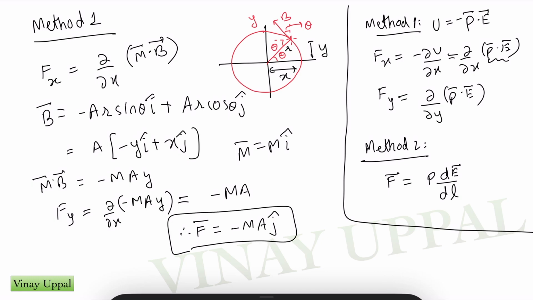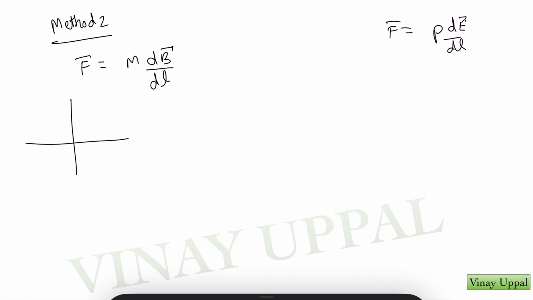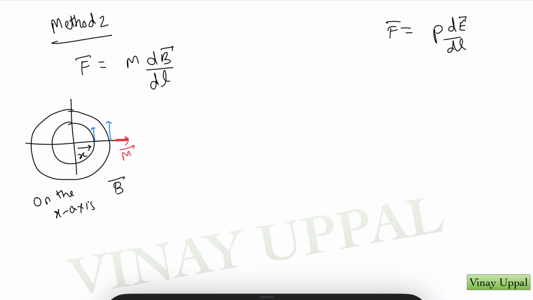Now let's look at the second method. In method 2, like we had in the electric dipole case P dE by dl, I can write force as m dB by dl. The magnetic moment is placed on the x-axis. Therefore, on the x-axis, if I just look at the magnetic field direction, the field lines are all along the y-axis, and the magnitude will be proportional to the distance from the origin, which is basically x, as far as the points on the x-axis are concerned. So can I write the magnetic field? I am only writing on the x-axis. The magnetic field would be A x j cap.